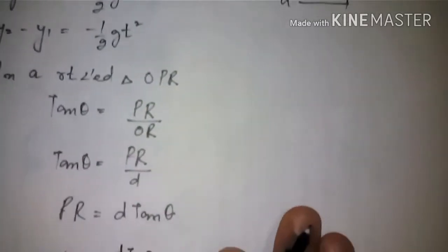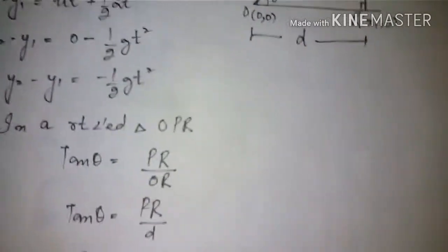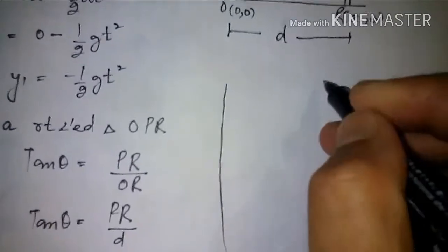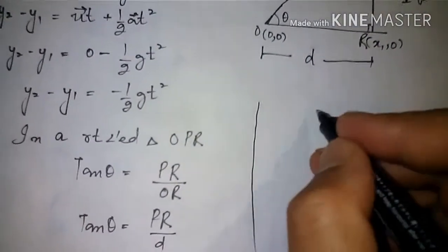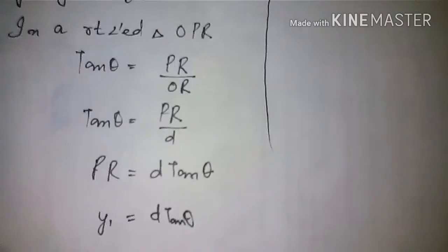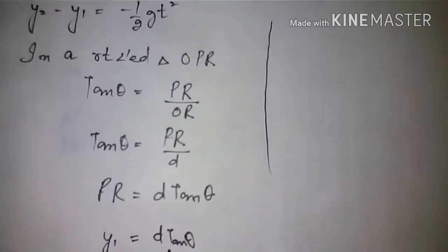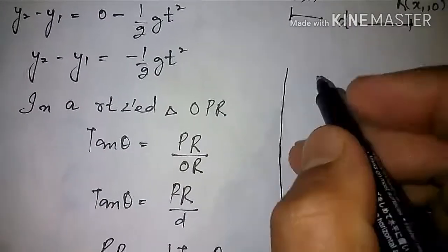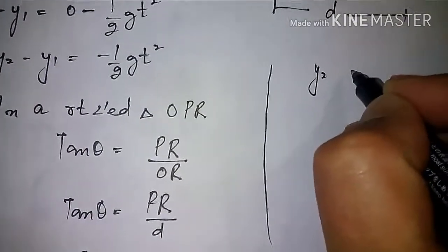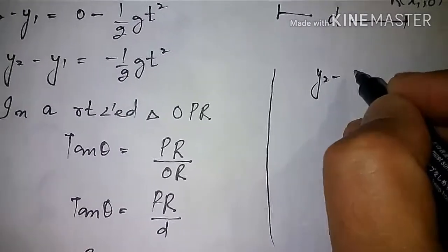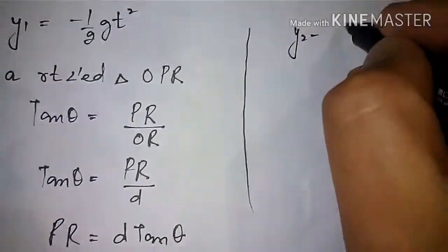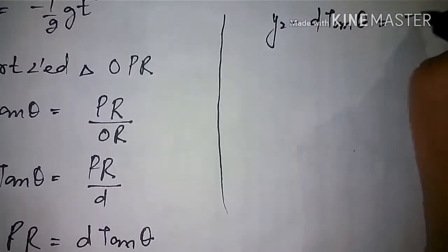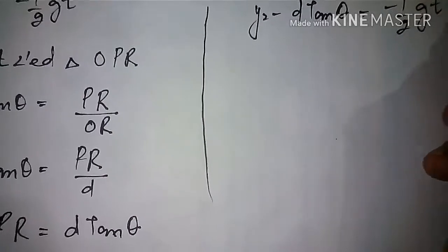Let me switch it a little bit over here. Let me draw a line first. So here we have a value of y1 equal to d tan theta. We'll substitute this value in this equation here. y2 we don't know, but y1 we have found out, d tan theta. So I'm going to write here d tan theta equals minus half of gt squared.